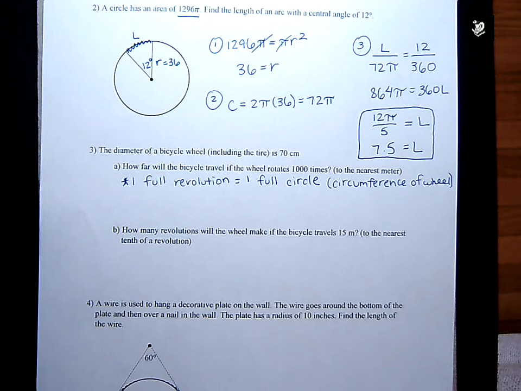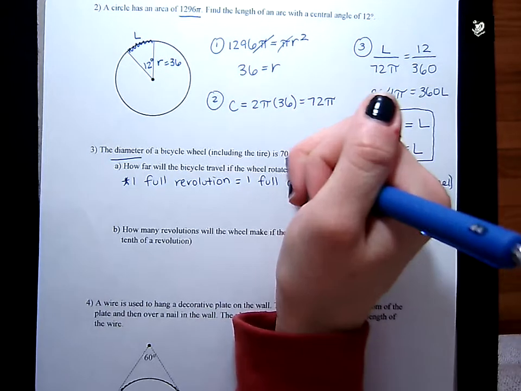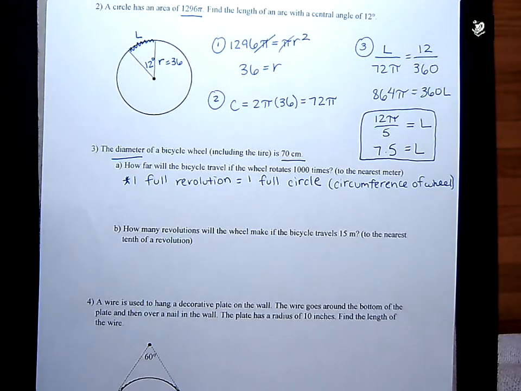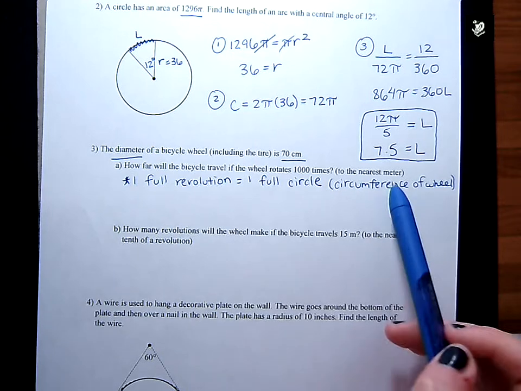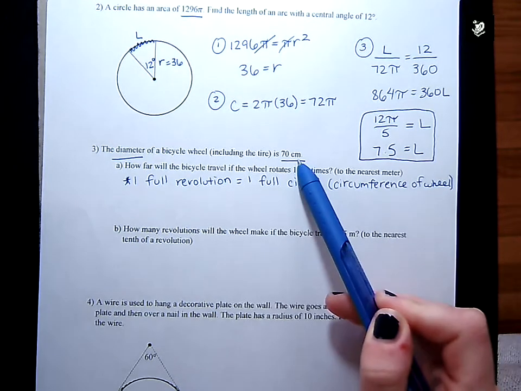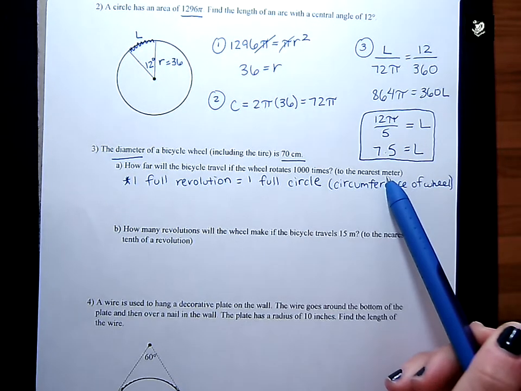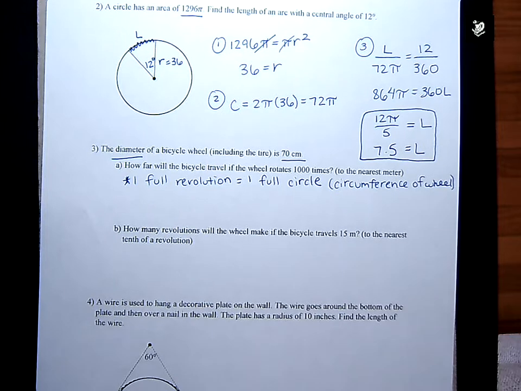So in this specific example, the diameter of a bike wheel is 70 centimeters. Okay, make sure you focus on that, it's diameter. See if you can figure out to the nearest meter. Now watch out, this is in centimeters. They want to know to the nearest meter, so you're going to do some conversion here. How far will the bicycle travel if the wheel rotates 1,000 times?